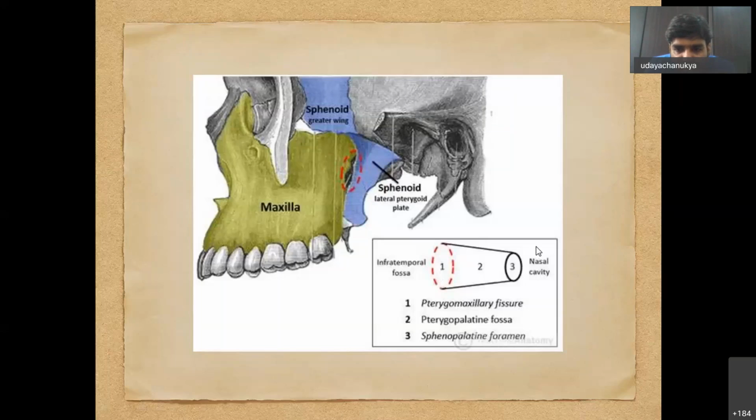In this, the nasal cavity communicates with the pterygopalatine fossa via the sphenopalatine foramen. The pterygopalatine fossa communicates with the infratemporal fossa via the pterygomaxillary fissure. This is what we read earlier: nasal cavity, sphenopalatine foramen, pterygopalatine fossa, pterygomaxillary fissure, and infratemporal fossa.